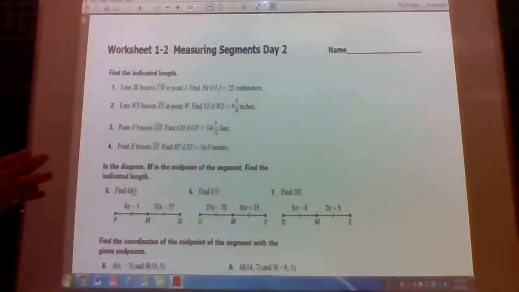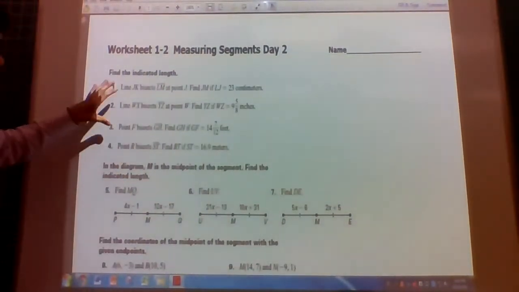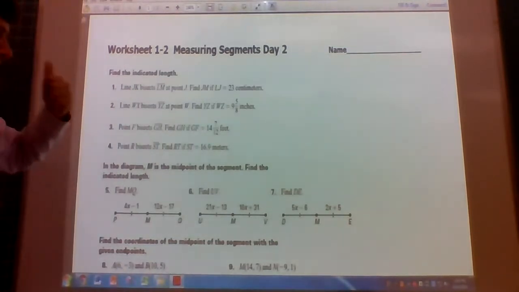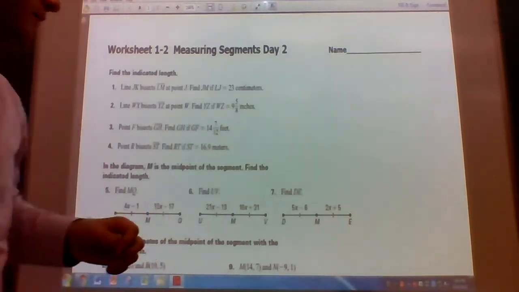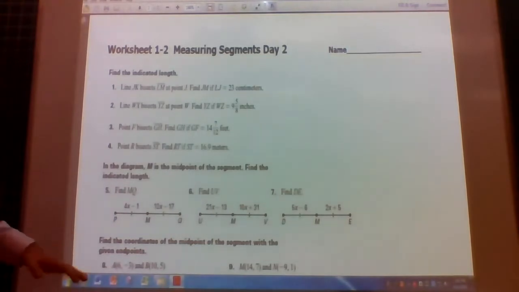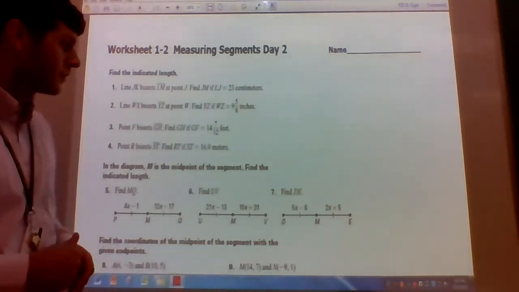This is measuring segments, day 2. So this worksheet consists of midpoints and segment bisectors. It also has the midpoint formula and distance formula, along with finding the other endpoint using the midpoint formula.